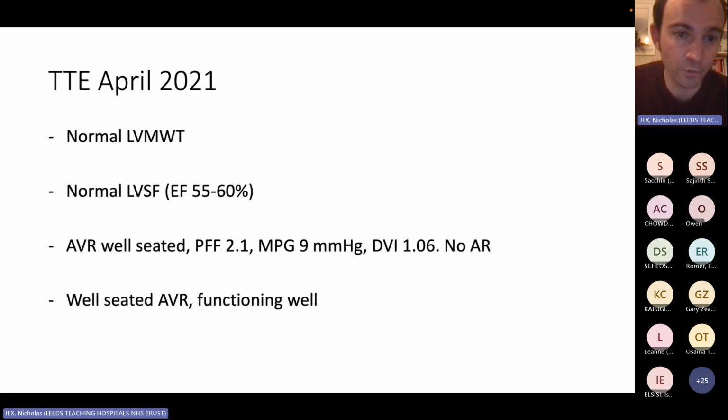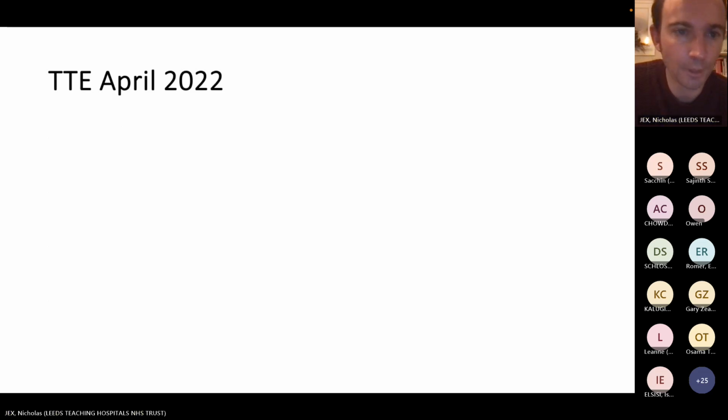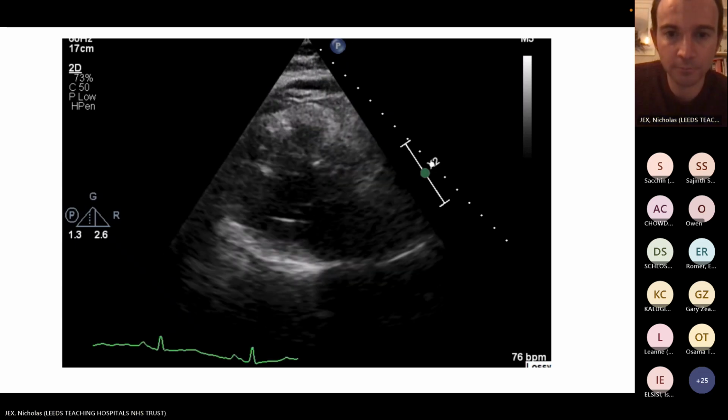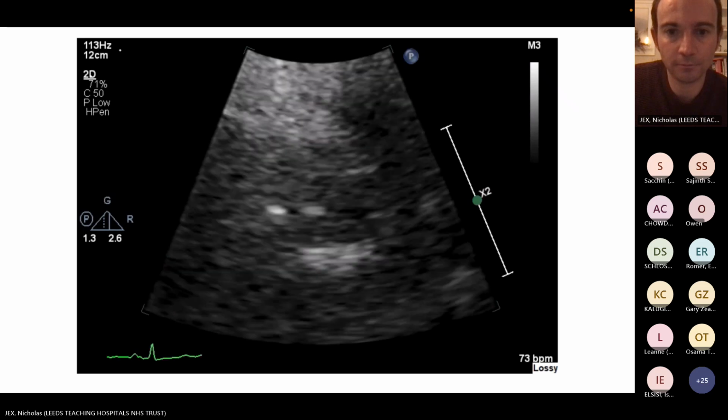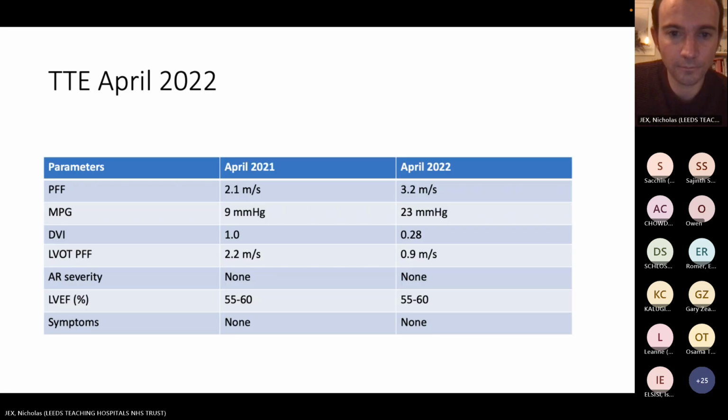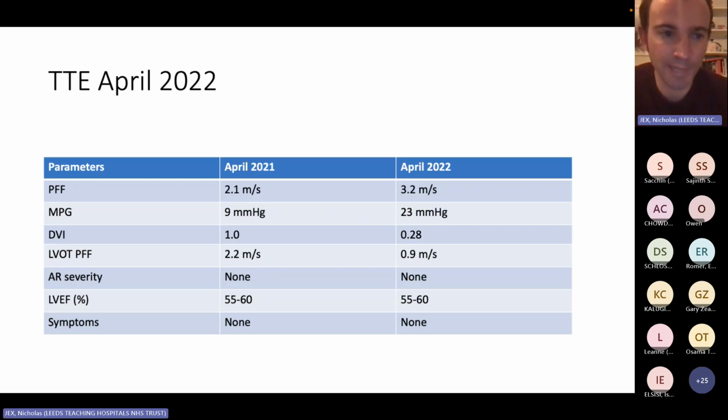So just to summarise, normal LV function, well-seated AVR with peak forward flow of 2.1, mean gradient of 9, so reported as well-seated and functioning well. Repeat echo a year later, April 2022, to look at now. And just to summarise the changes in the measurements again, you can see there has been quite a significant increase in the peak forward flow. The mean gradient's also increased dramatically, and the DVI has fallen significantly as well.